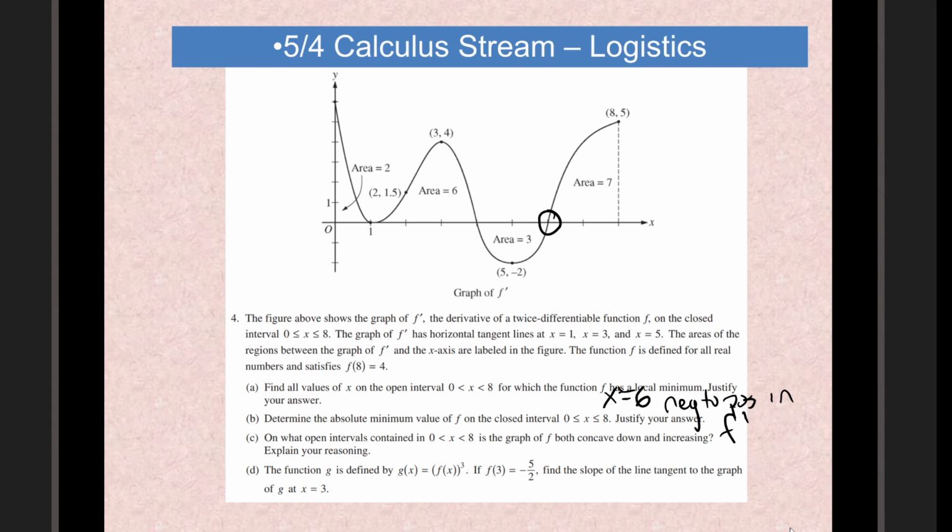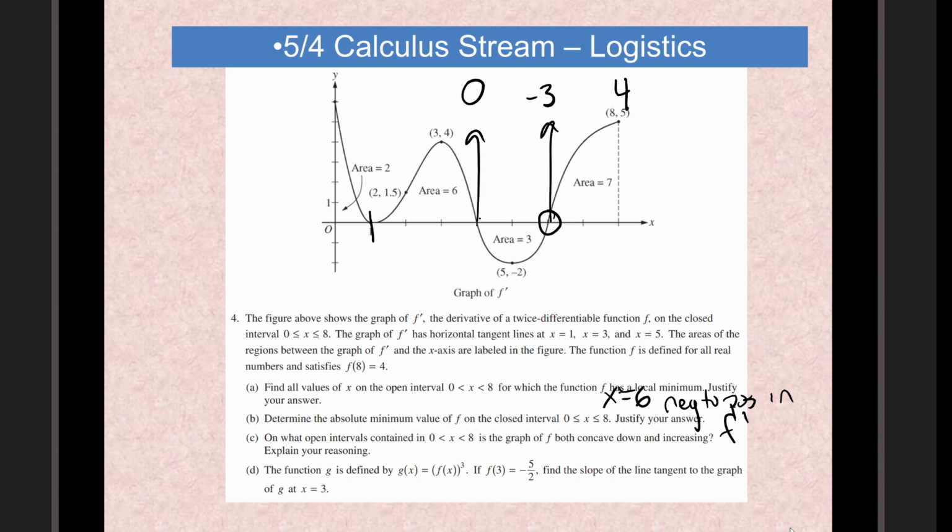Determine the absolute minimum value on the interval. For this, it's helpful to figure out the value at every easy point. We know f of 8 is 4, so the value of our graph is 4 here. At this point, I would have gone up 7 and ended up at 4, so I would have a value of negative 3 in f. Then I was going down 3 from here to here, so if I go down 3 and end up at negative 3, that means I'm at 0 here.